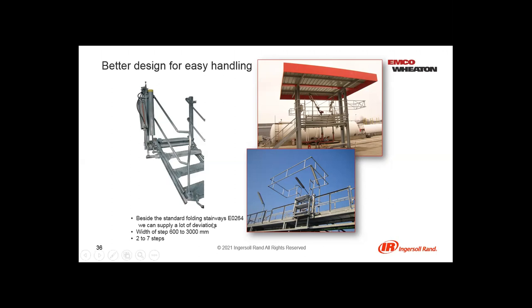First of all, the folding stairways on platform or folding can be operated manually, pneumatically, or hydraulically, and material can be carbon steel galvanized or painted or in stainless steel, with or without basket, from 2 to 7 steps. And so it means that we have many combinations, many possibilities. So don't hesitate to send your request for this range of folding stairways if you have some needs.